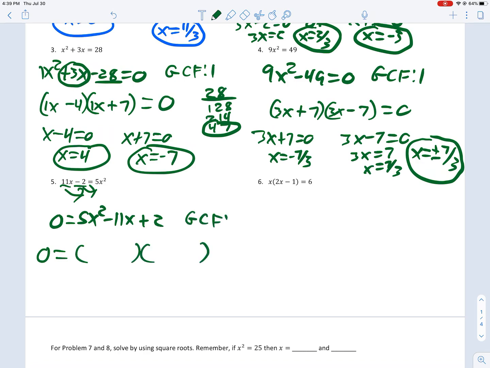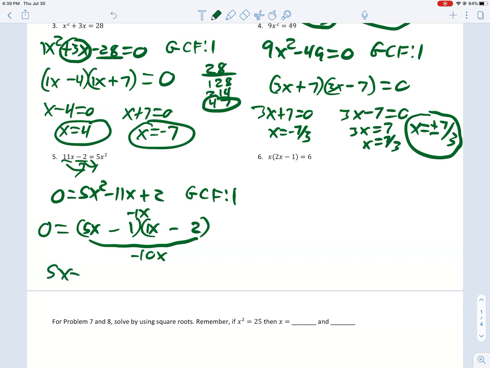So it's set equal to 0. Right? GCF of 1. So if it does factor, it's going to be two binomials. And if it doesn't factor, again, we're going to start talking about that later on the back side. Again, 5, good news, is prime. And then 2, right? The only factors of 2 are 1 and 2. So let's see, 10x, 1x. I can make 11 with that. Minus and minus, so if they're both minus, that would work.